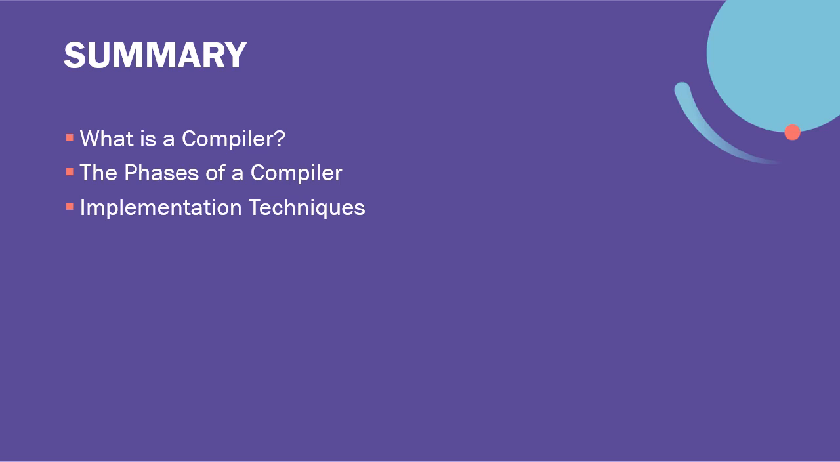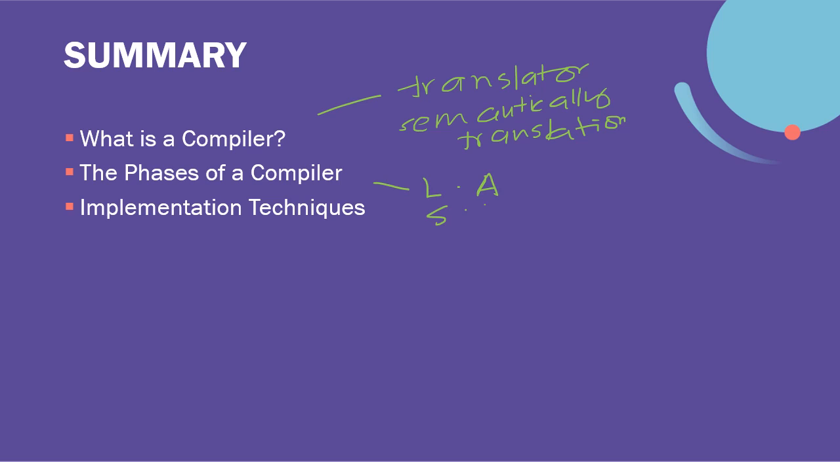So essentially, in topic 2, we have discussed 3 things. First of all, what is a compiler? A compiler is essentially a translator, and a translator that provides a semantically equivalent translation. So if you are translating a calculator program, the output would also be another calculator program, just in a different language. Then we have also discussed the phases of a compiler. We have 3 phases: lexical analysis, syntax analysis, and then code generation.